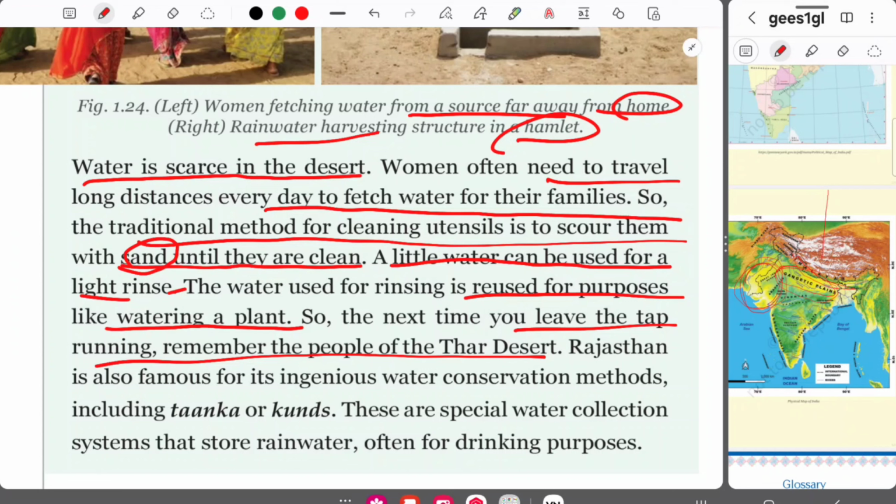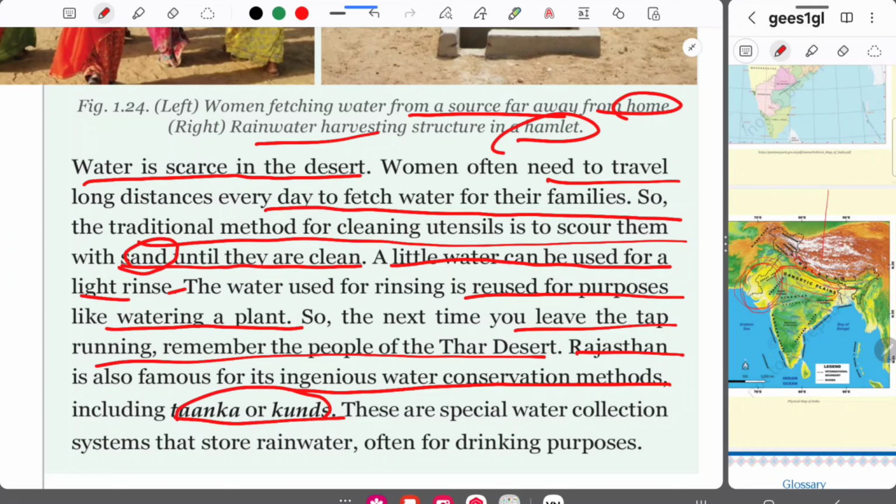And when you keep your tap running, that is, keep your tap open, always remember how the people of the Thar desert are suffering because of less water, how they are going far away from home. Otherwise, if you are not from this area, you will never know their pain, isn't it? Whenever you need water, you turn on the tap and you get the water, but they have to go far away, and in that very hot climate it is very hard for them, okay? So we must not waste water. And Rajasthan is also famous for its indigenous water conservation methods, including Tanka or Kund.